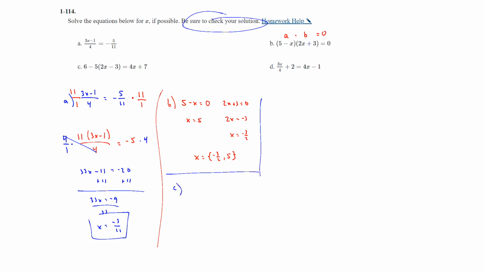C. Let's go ahead and distribute the negative 5 inside the parentheses. You cannot take 6 minus 5 because it's 5 times the quantity first. So it would be 6 minus 10x plus 15. Negative 5 times negative 3 is a positive. Combine your like terms and get the variable term on the same side. So I'm going to add 10x, and then I'm going to combine the 6 and the 15 to get 21 is equal to 14x plus 7. Subtract the 7. We'll get 14 is equal to 14x, divided by 14, and x is equal to 1.